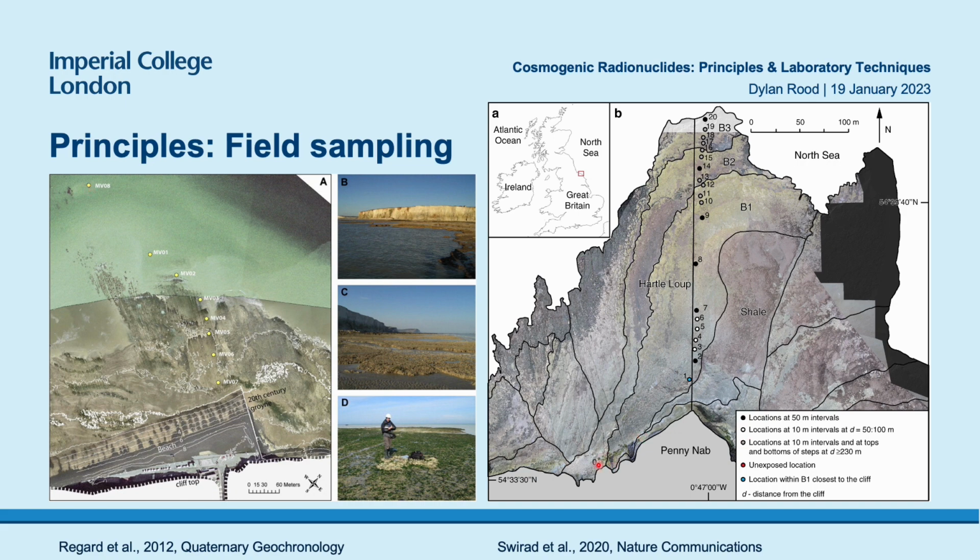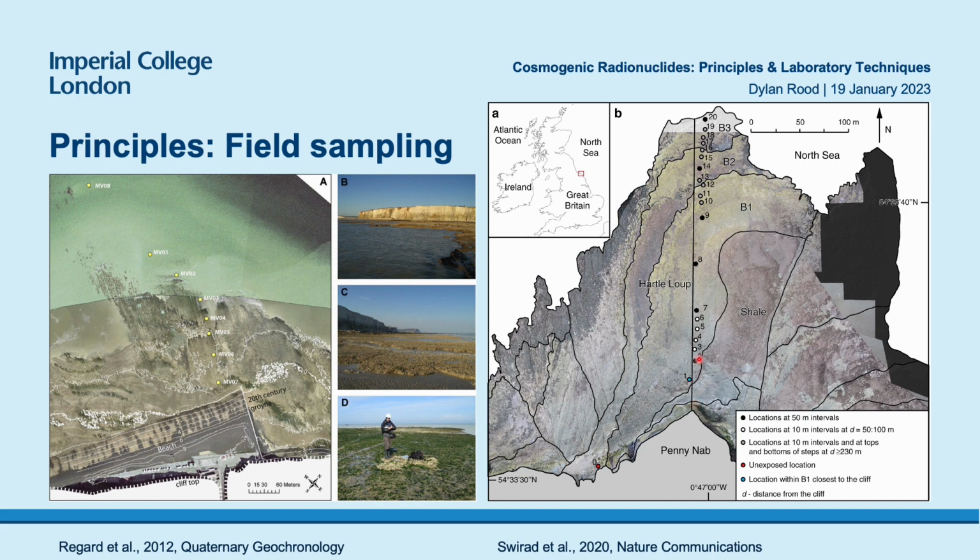And then, of course, Susanna's study in Yorkshire also incorporated the correction for that inherited muonogenic component, which, in this case, was very significant because of the low concentrations measured in these samples.